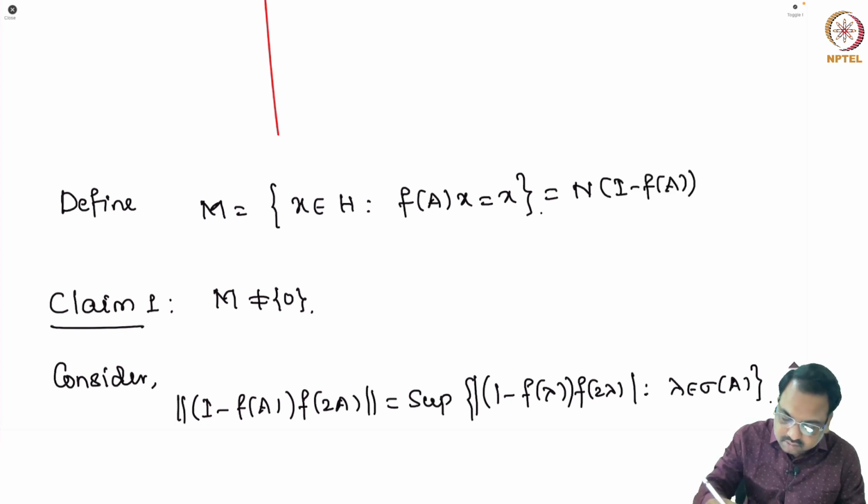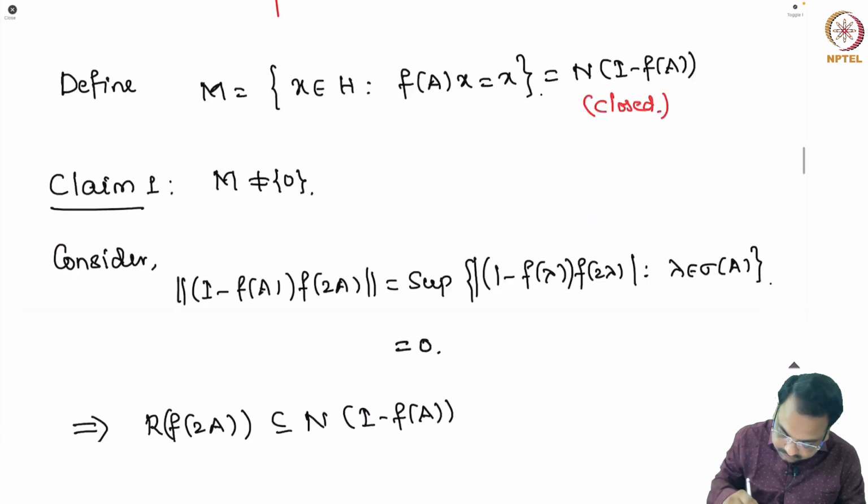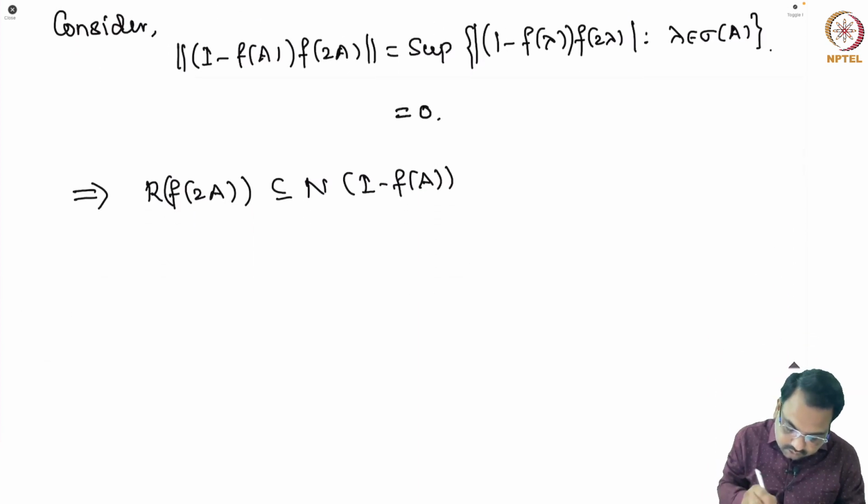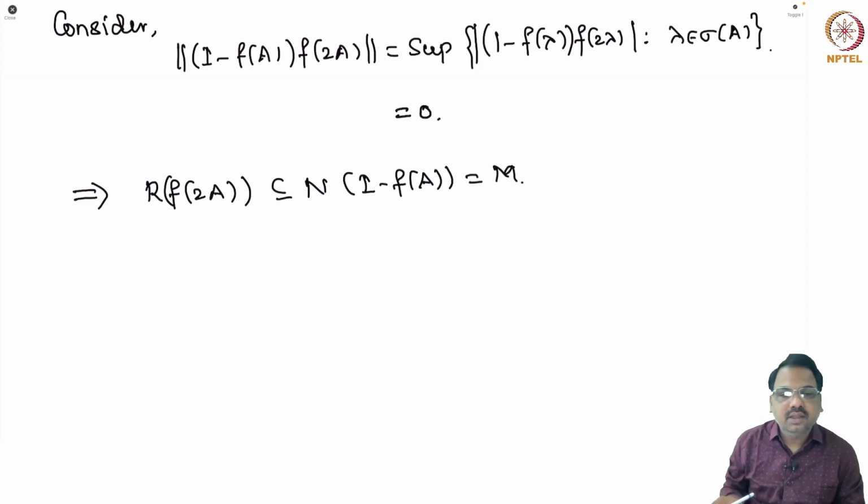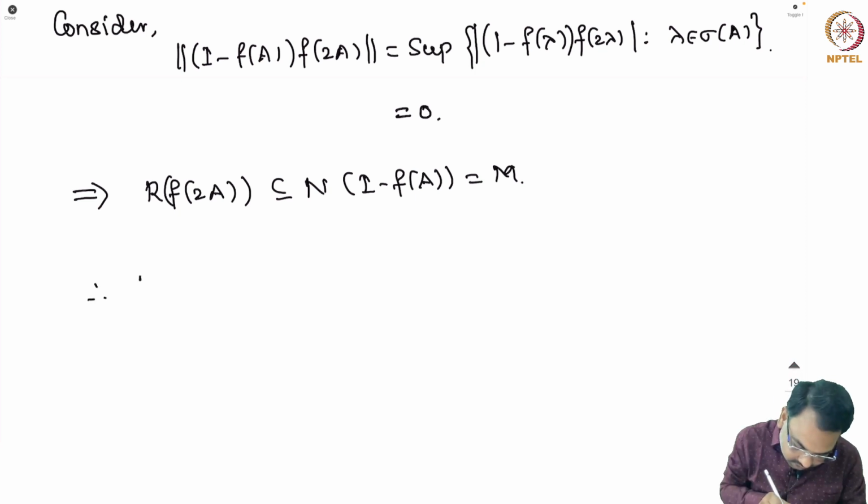Now, since a is a bounded operator, f of a is also bounded. So from this we can say that this is always closed. Okay. So M contains range of f of 2a, that is non-zero. Hence, we can conclude that M is a non-zero space.